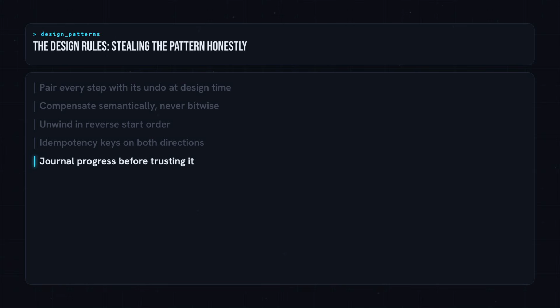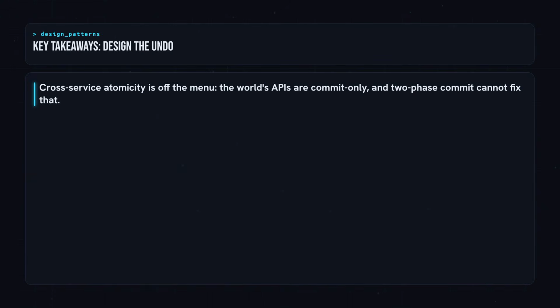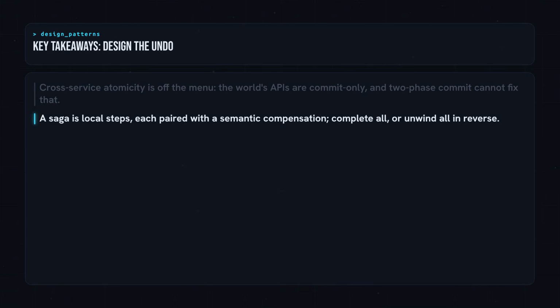Let us land the whole story. When a workflow spans services, the atomic transaction you were promised is gone. The outside world is commit only, holds no locks and offers no prepare phase, so two-phase commit stops at the boundary. The saga is the honest replacement, a sequence of local, immediately committed steps, each paired at design time with a compensation, a new forward operation that semantically cancels it, and a contract of 2 legal endings. Everything completes. Or everything completed gets unwound, newest first, with idempotency keys making every retry safe.